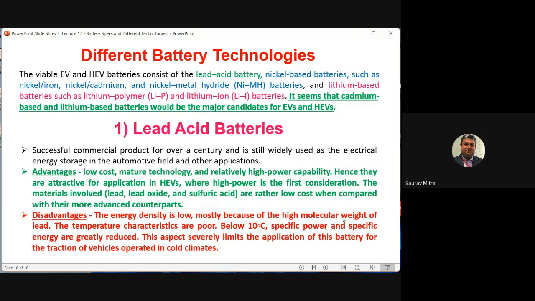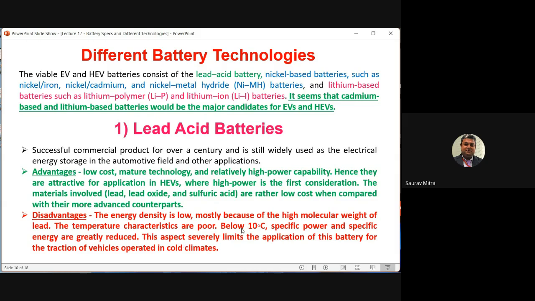Mostly because of the high molecular weight of the lead, energy density is low. That means lead is very weighty. And we have seen that for high energy density, we need a less weighty substance. So lead is very high in weight. That's why it cannot be a good contender for a high energy battery source.